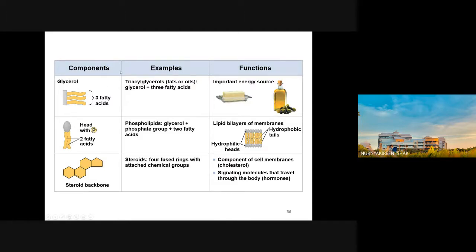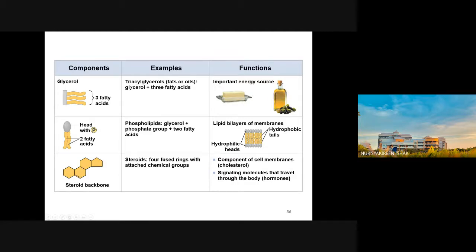Okay, so the examples of lipid that you are going to learn are grouped into three. The first one that we are going to look at is triacylglycerol or triglyceride, which is fat and oils. Fat, for example animal fat, is in solid form at room temperature. Oils are oil from vegetables, fat from plants, that exist as liquid at room temperature. So this is from animal, this is from plant. Animal, solid at room temperature, plant, liquid at room temperature.